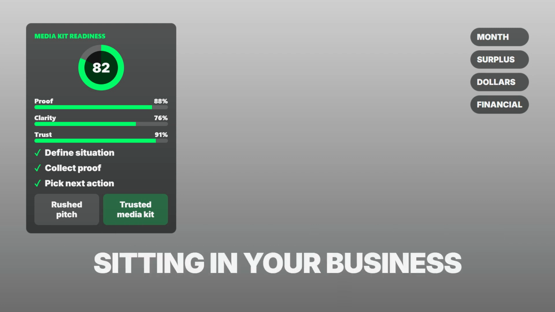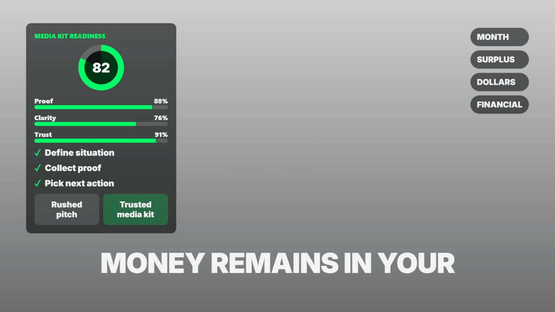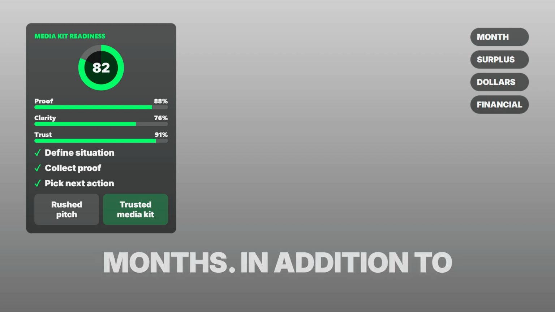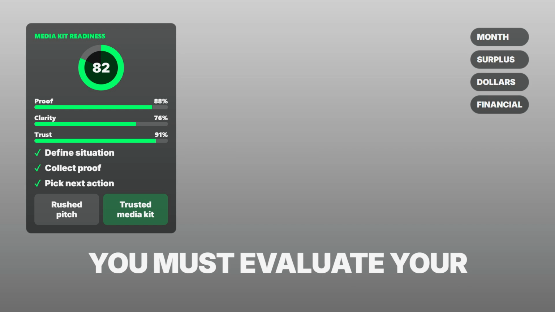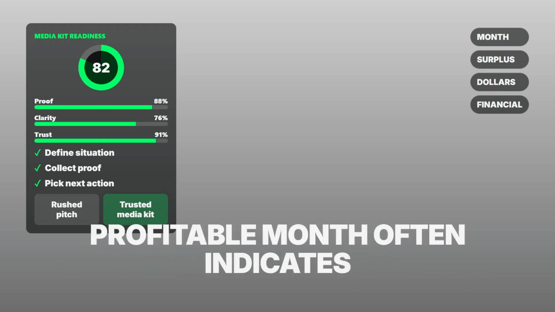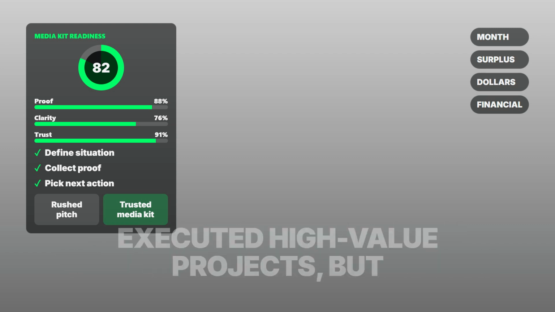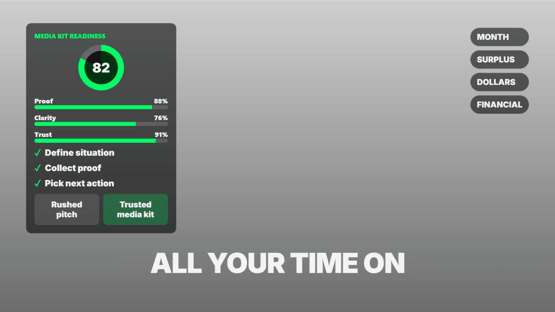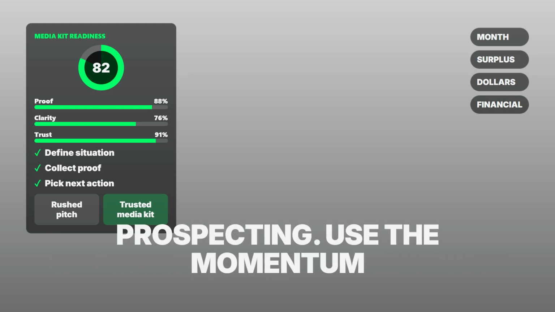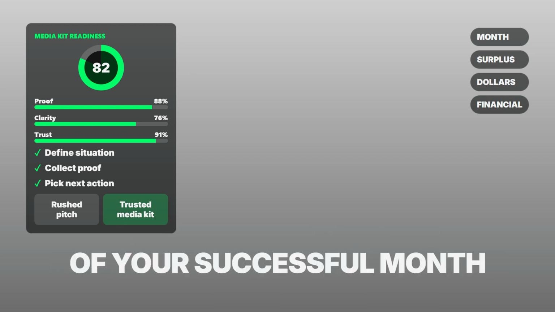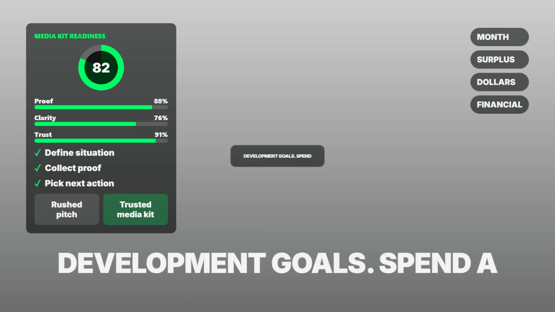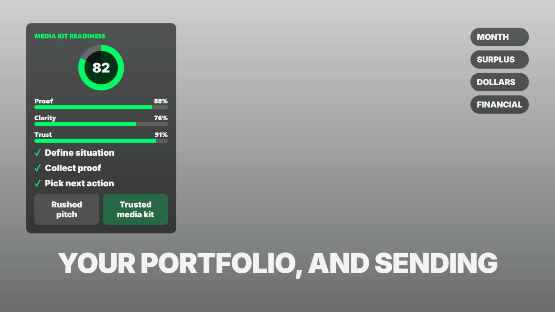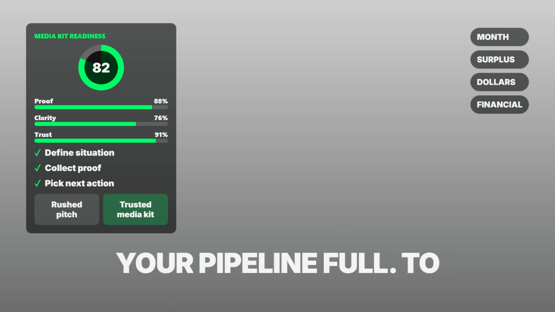In addition to keeping your salary fixed, you must evaluate your marketing pipeline. A highly profitable month often indicates that you have successfully executed high-value projects, but it can also mean that you have spent all your time on delivery and neglected your prospecting. Use the momentum of your successful month to reset your business development goals. Spend a few hours reaching out to past clients, updating your portfolio, and sending new proposals to keep your pipeline full. To implement this budget reset system, write down your surplus allocation priority list this week and calculate your tax liabilities for your next project.